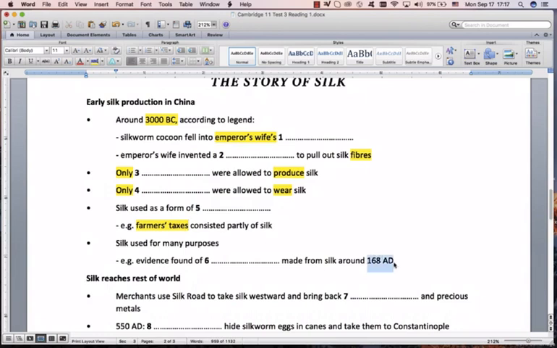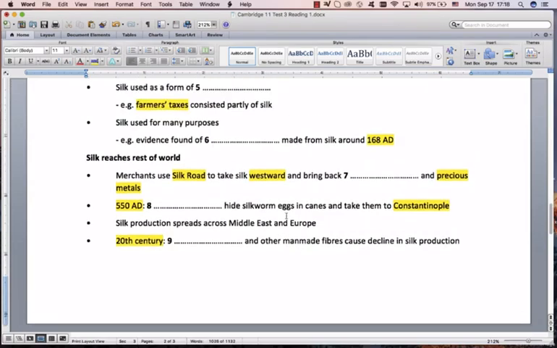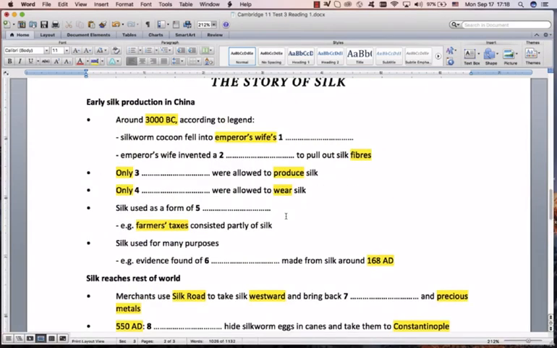And let's just find that. That'll help us. Silk Road, great. West is nice because you can't really paraphrase West. Precious metals. Eggs. Well, let's just find Constantinople. We can sort out the rest later. Middle East and Europe don't need it. 20th century. Right, so go and find those.